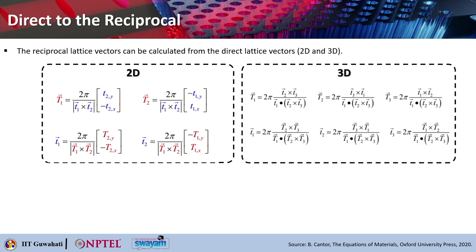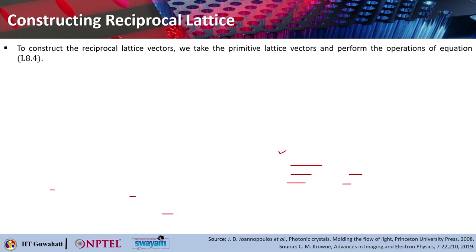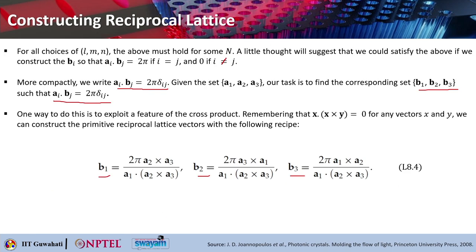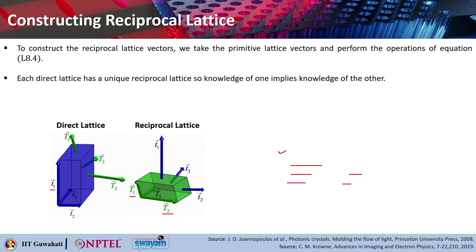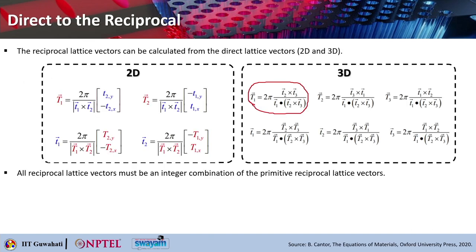For 3D, it is like this. This is the formula that we have seen before. You remember? If you take this formula for B1, it is exactly the same as this one. These are just different notations, and different books follow different conventions. I am showing you the two most common notations used in this kind of calculation, okay. So, you can find capital T1, capital T2 and capital T3.